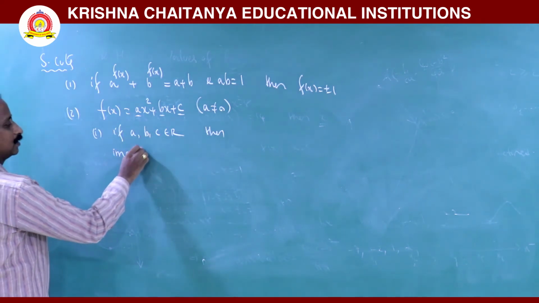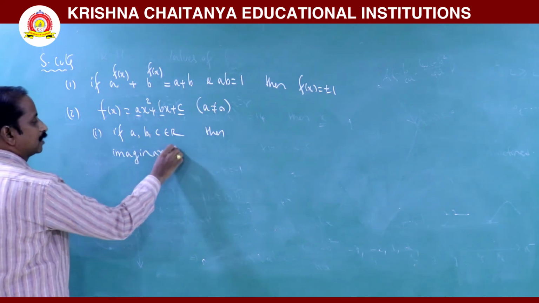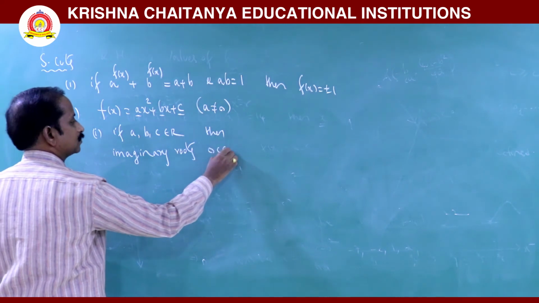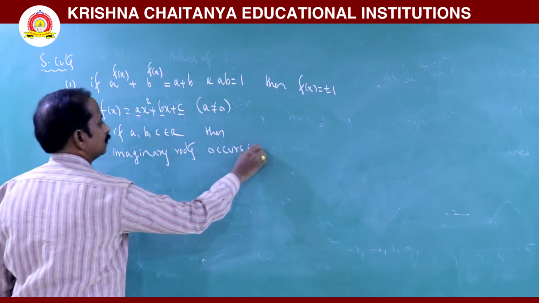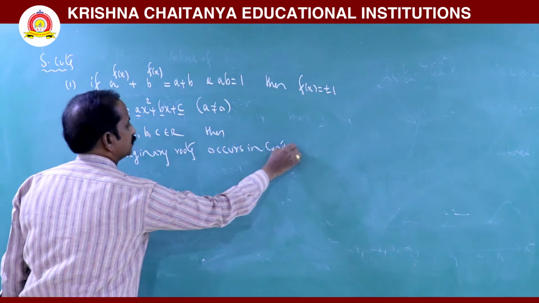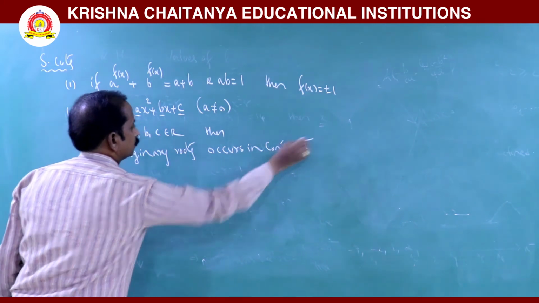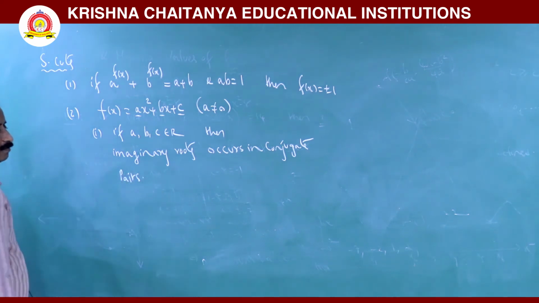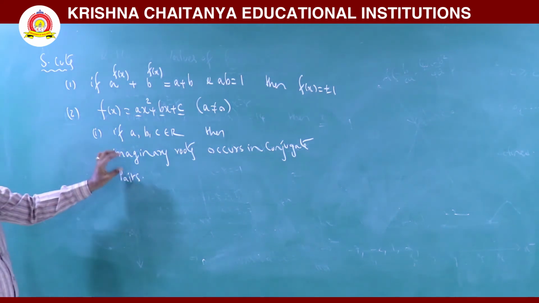roots occur in conjugate pairs. Imaginary roots occur in conjugate pairs. I can explain one example regarding this content.